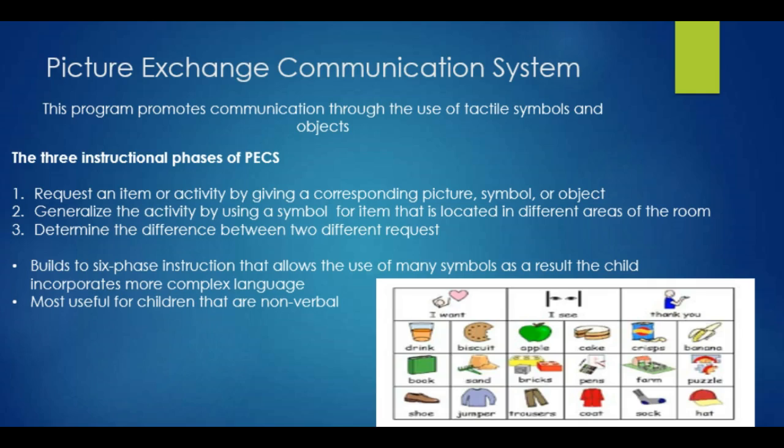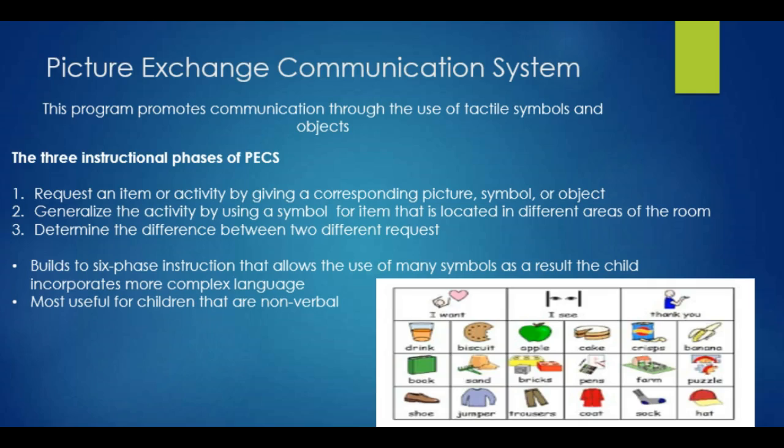Number 2, generalize the activity by using a symbol for an item that's located in other areas of the room. For instance, if you would like a drink and it's in the other area of the kitchen, you know to point to the drink symbol in another section of the kitchen. So not necessarily having to see what you want, just knowing what you want by being able to generalize it. Number 3, determine the difference between 2 different requests. So being able to say, I want my shoes and a drink, or I want a biscuit and a drink, or my pants and my shirt.